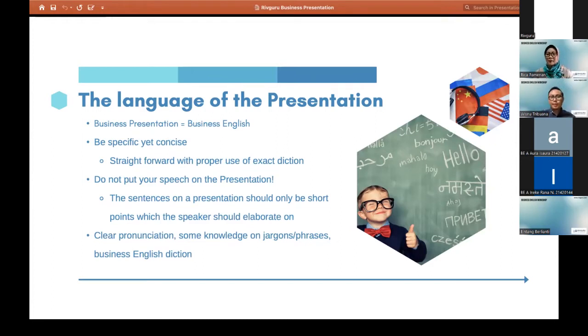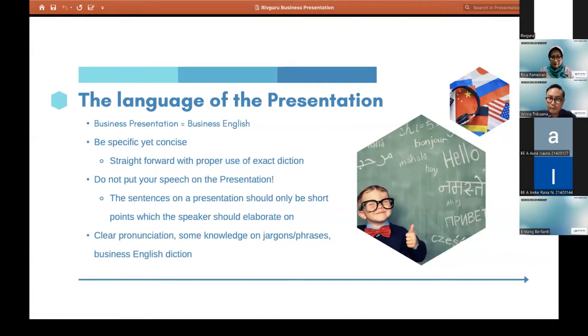So please do not put your speech on the presentation, because if you do, you're going to be more inclined to read from the slides. So we don't want that. Just take a glance at your slides, read it quickly, and then just expand freely. Don't read your whole speech on the presentation. Sentences should be short, which the speaker should elaborate on. And please have clear pronunciation.